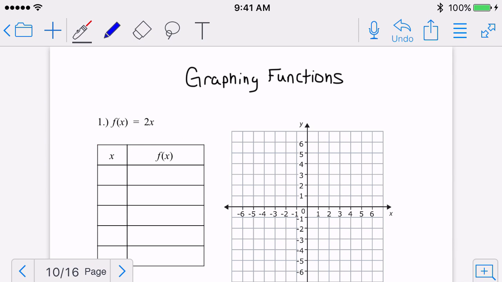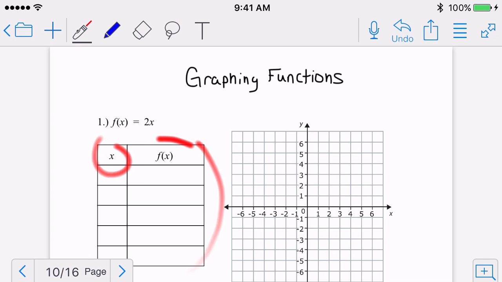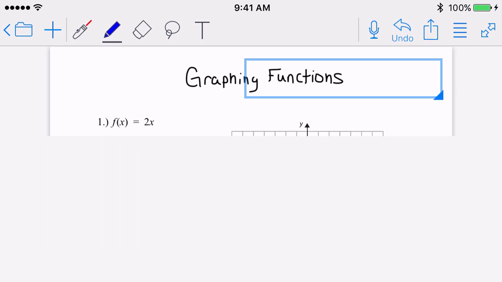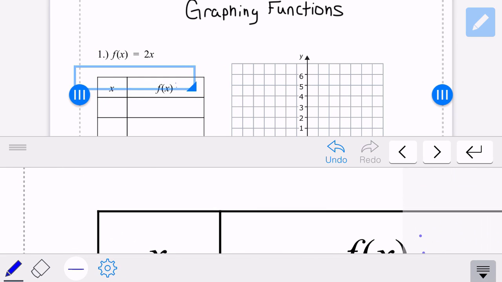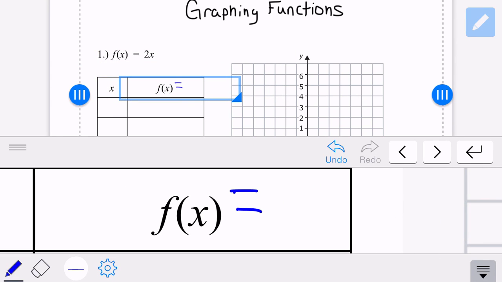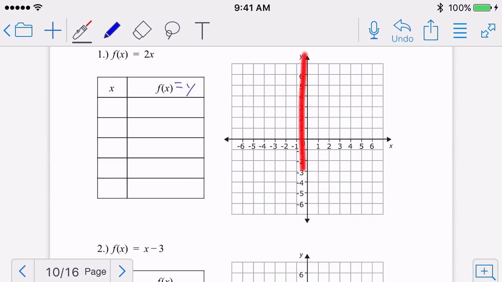Okay. What we're going to do is set up our table. We have our input x and our output f of x. And remember that f of x is also the same as y. So we're going to put that in here. Okay, should be equal to y, right? So your f of x value is going to go along your y-axis, okay? That's going to be the same as the f of x axis. So we have 2x.